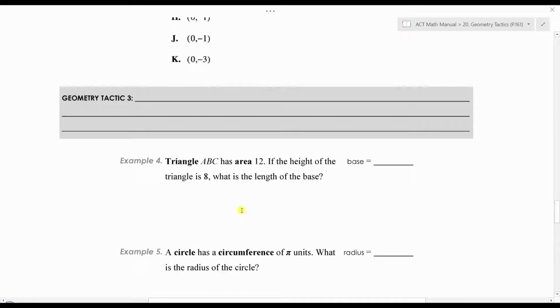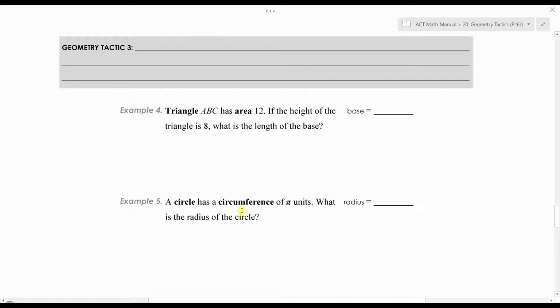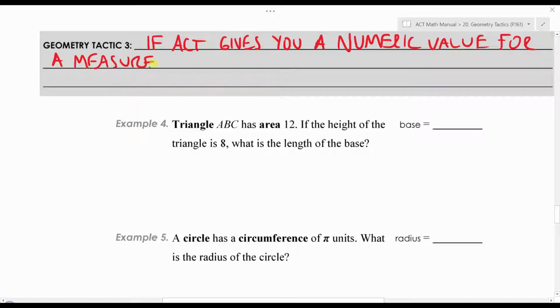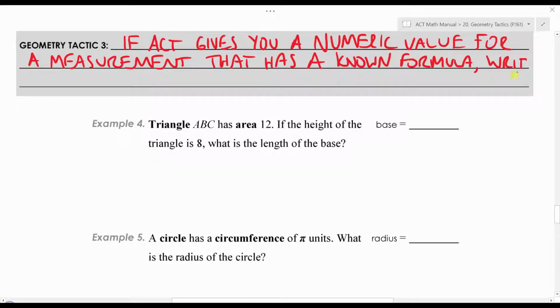Now on page 163, we're going to go ahead and do geometry tactic number 3. Geometry tactic number 3 is, you're going to go ahead and write this down. If ACT gives you a numeric value, that basically just means a number, for a measurement that has a known formula, write the formula and set it equal to the number.